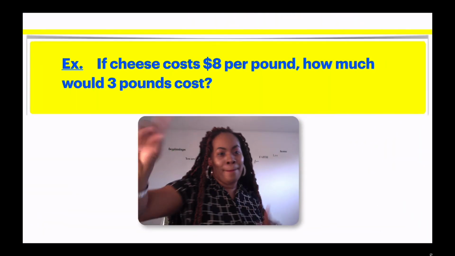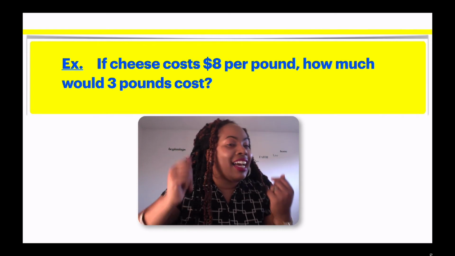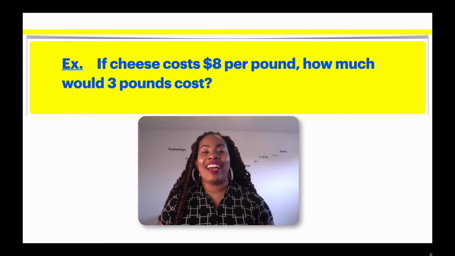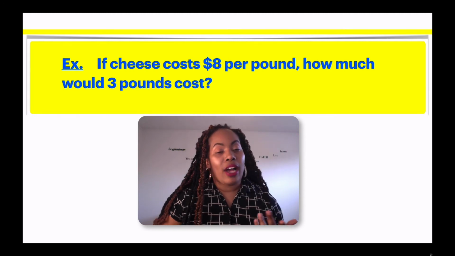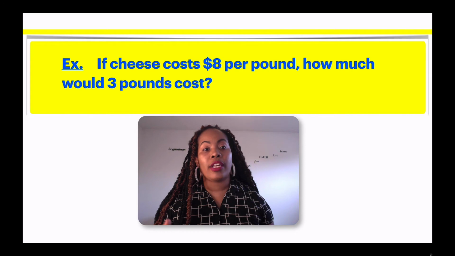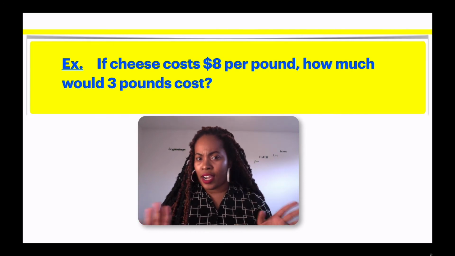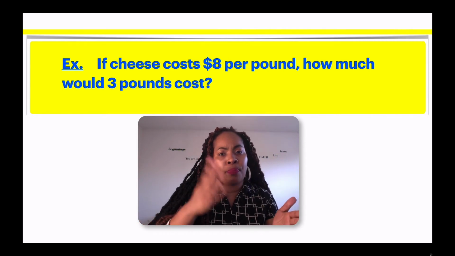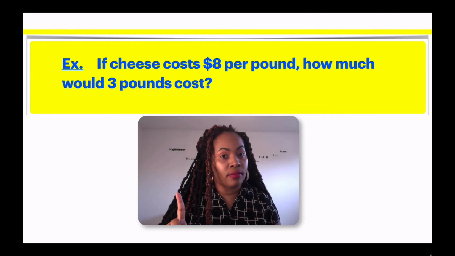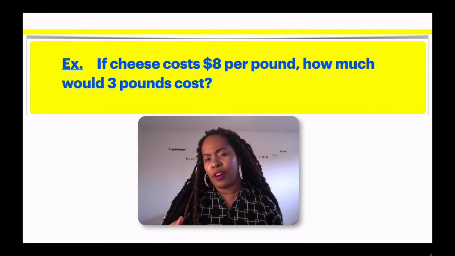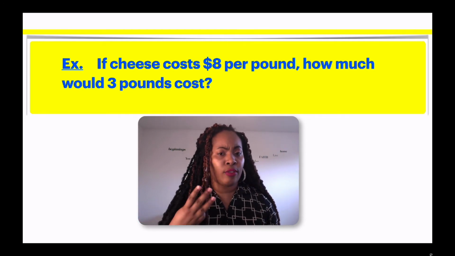Here we go. Boom! Let's talk about cheese. Do you like du fromage? Well, that's the French version of cheese, by the way. Here we go. If cheese costs $8 per pound, how much would 3 pounds cost? Well, do you hear our rate that we're talking about? It says $8 per pound. So in this case, we're talking per 1 pound. So $8 per pound is our rate. And how many pounds are we talking about? We're talking about 3 pounds.